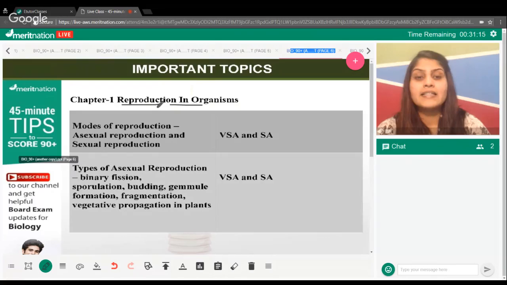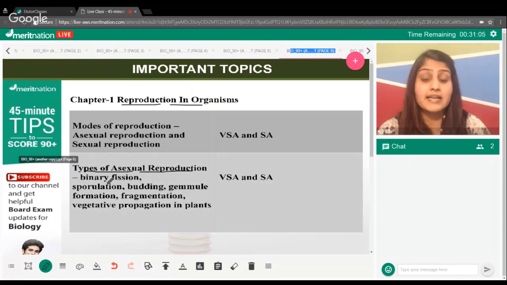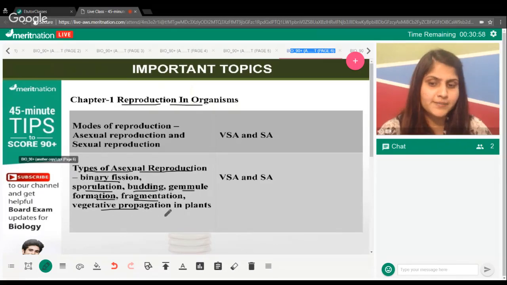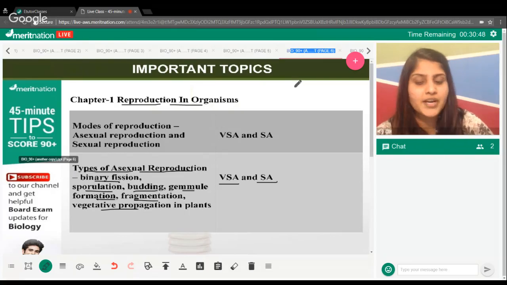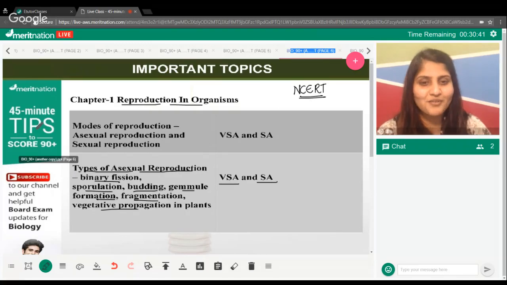This chapter, essentially, you need to prepare important topics such as types of asexual reproduction, which are listed in your book as binary fission, sporulation, budding, gemmule formation, fragmentation, vegetative propagation in plants. You are most likely to get some very short answer or short answer type question in this particular chapter of yours. And please make sure you very religiously follow NCERT. This book is going to be your guide for your board exam.